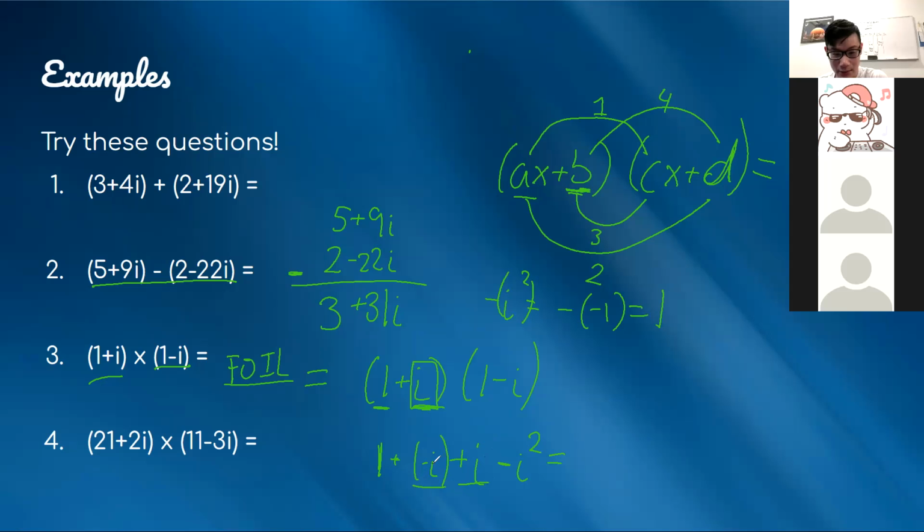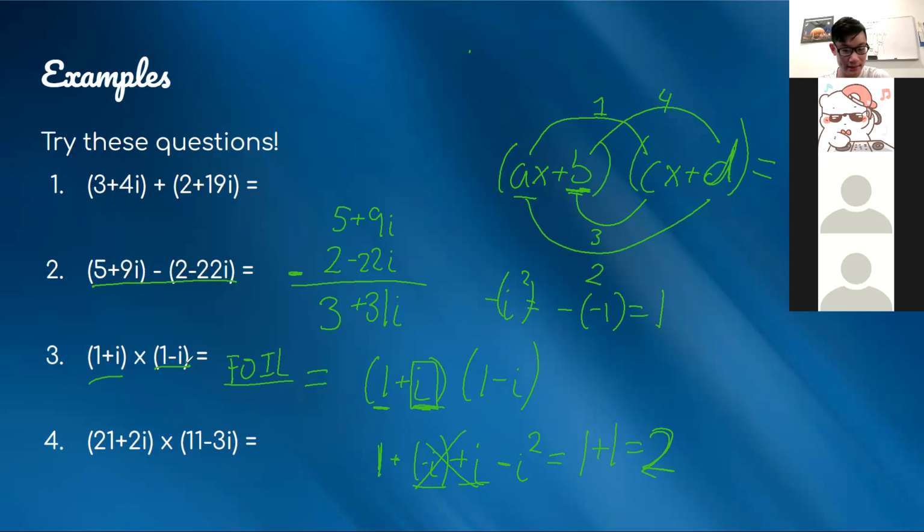And what's negative i plus i? Well, that's 0, right? Because you're adding the same number onto its negative version of itself. So this is just 0. We can ignore this. So the final answer is just 1 plus negative i squared, which we showed is 1. So the answer to this question is just 2. And 2 is no longer a complex number. It's just a real number because it doesn't have i anymore, right?